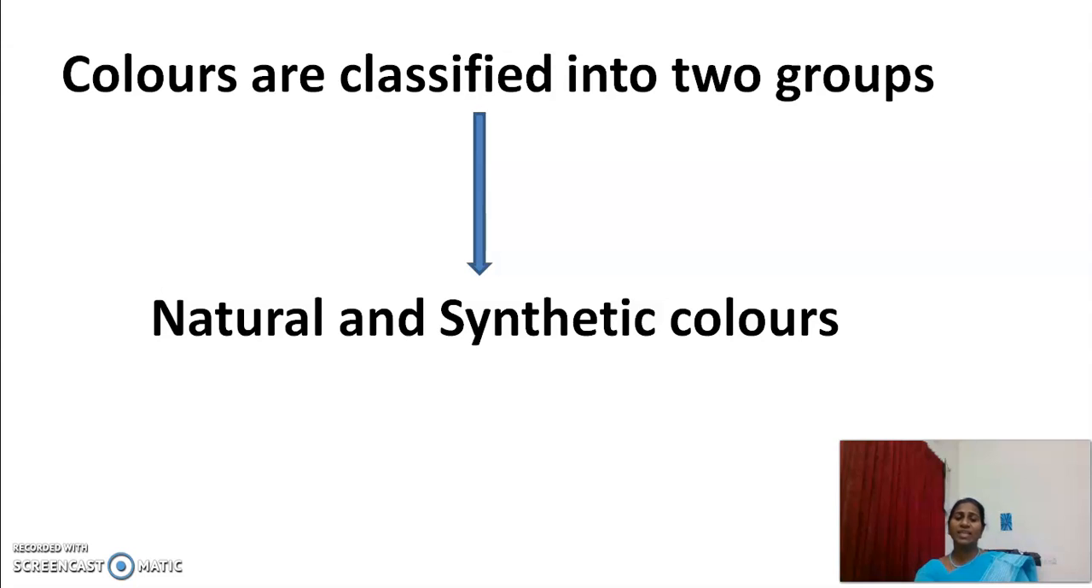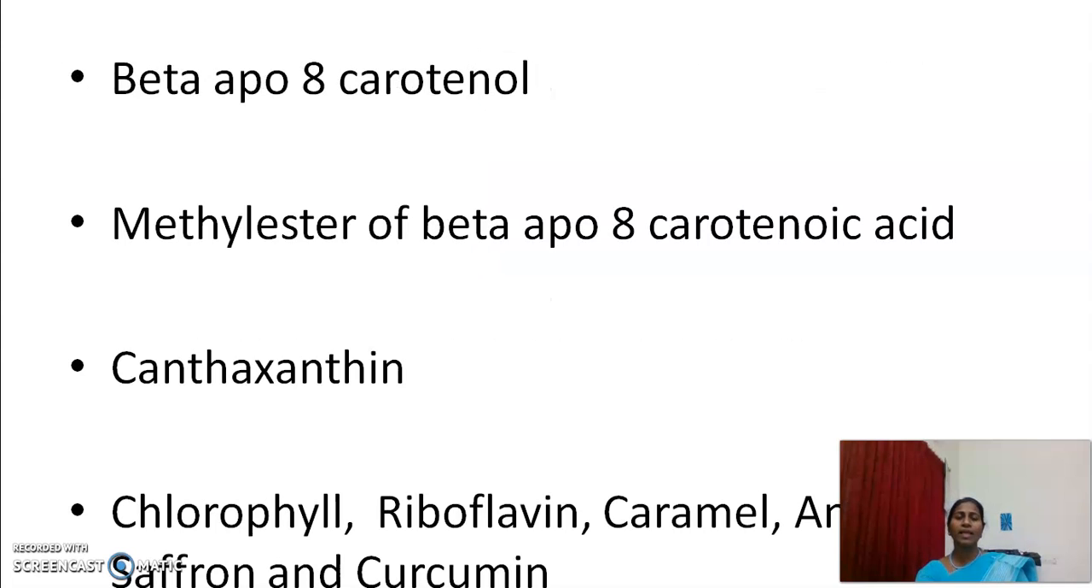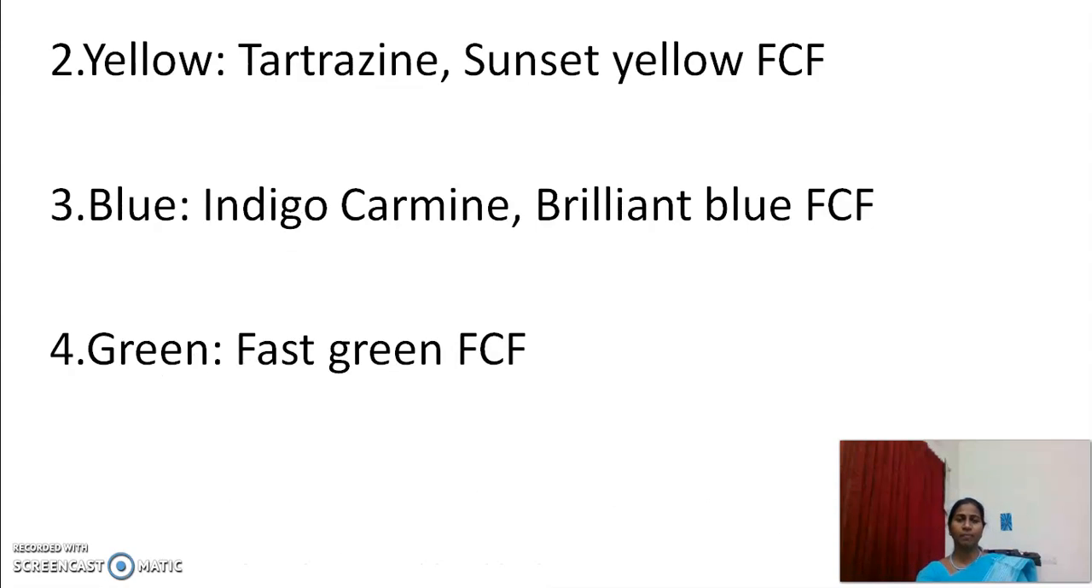How can you classify the colors? Colors are classified into two groups, natural and synthetic colors. Let us see a few examples of natural colors. Beta-carotene, beta-apo-8 carotenal, methyl ester of beta-apo-8 carotenoic acid, canthaxanthin, chlorophyll, riboflavin, caramel, annatto, saffron, and curcumin.